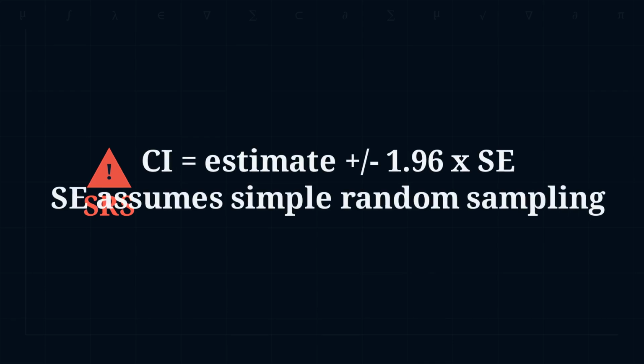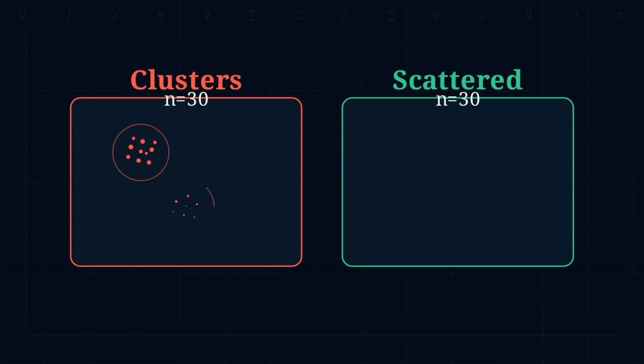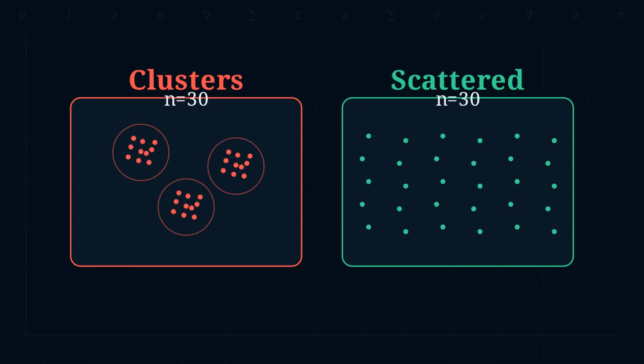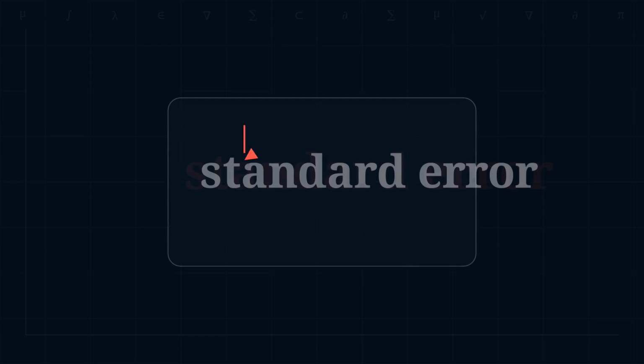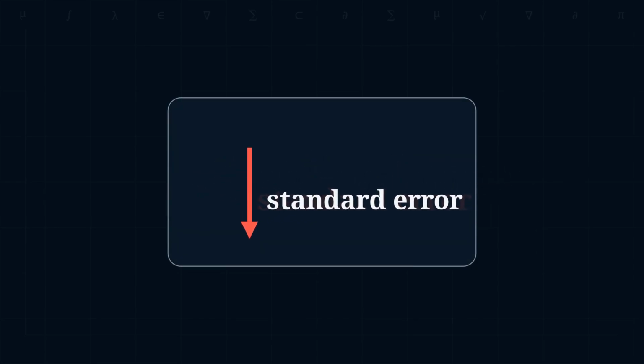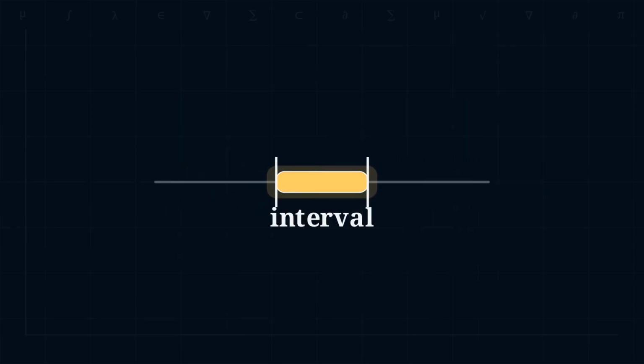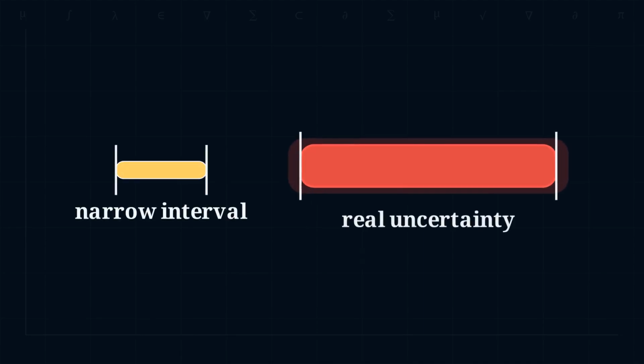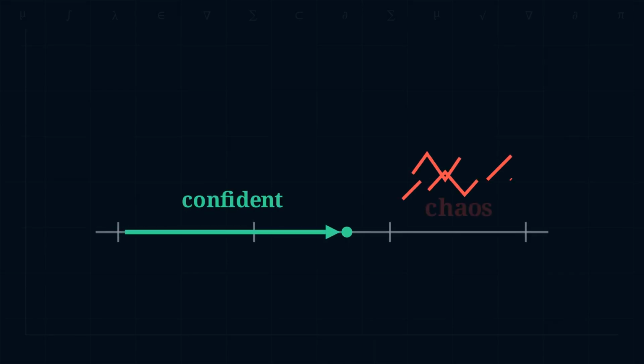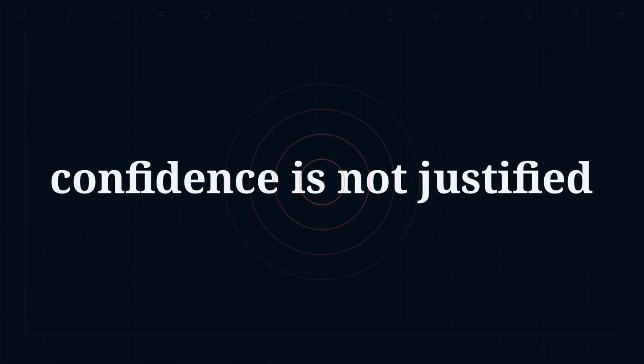Another way people go wrong is by using an interval formula that assumes simple random sampling when the data came from clusters, panels, or heavy non-response. That mismatch quietly shrinks the standard error on paper, and the interval looks crisp and narrow, while the real uncertainty is much larger. The practical cost is that you make confident moves in messy settings where confidence is not justified. The fix is to respect the design.